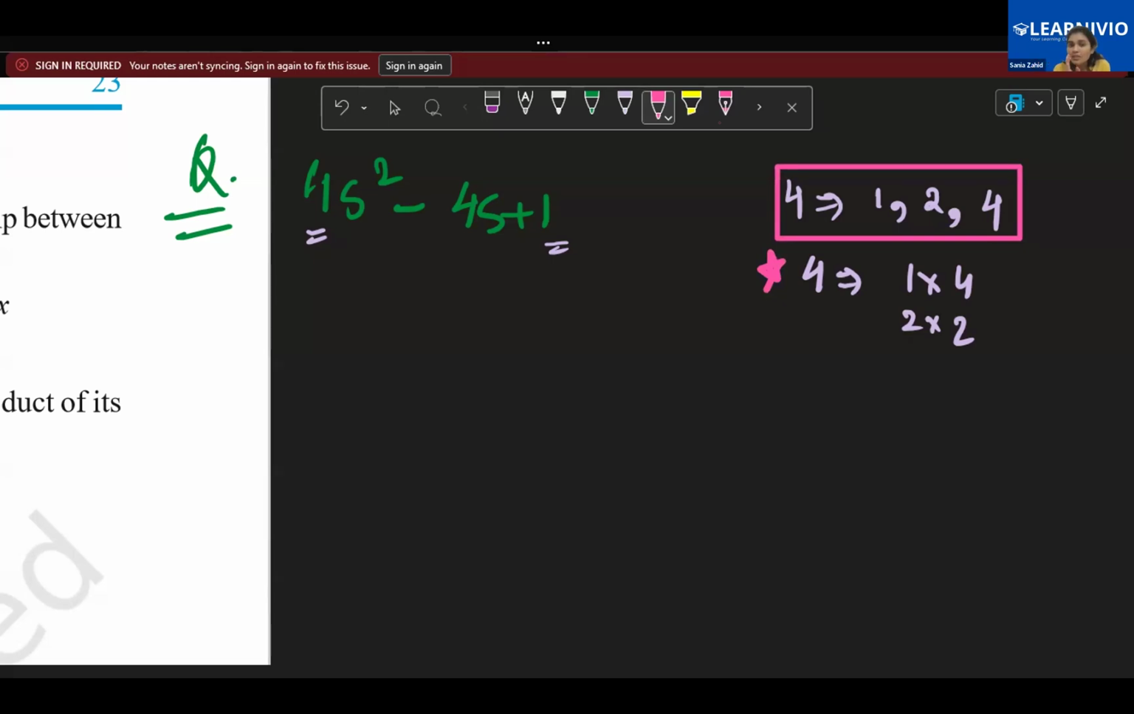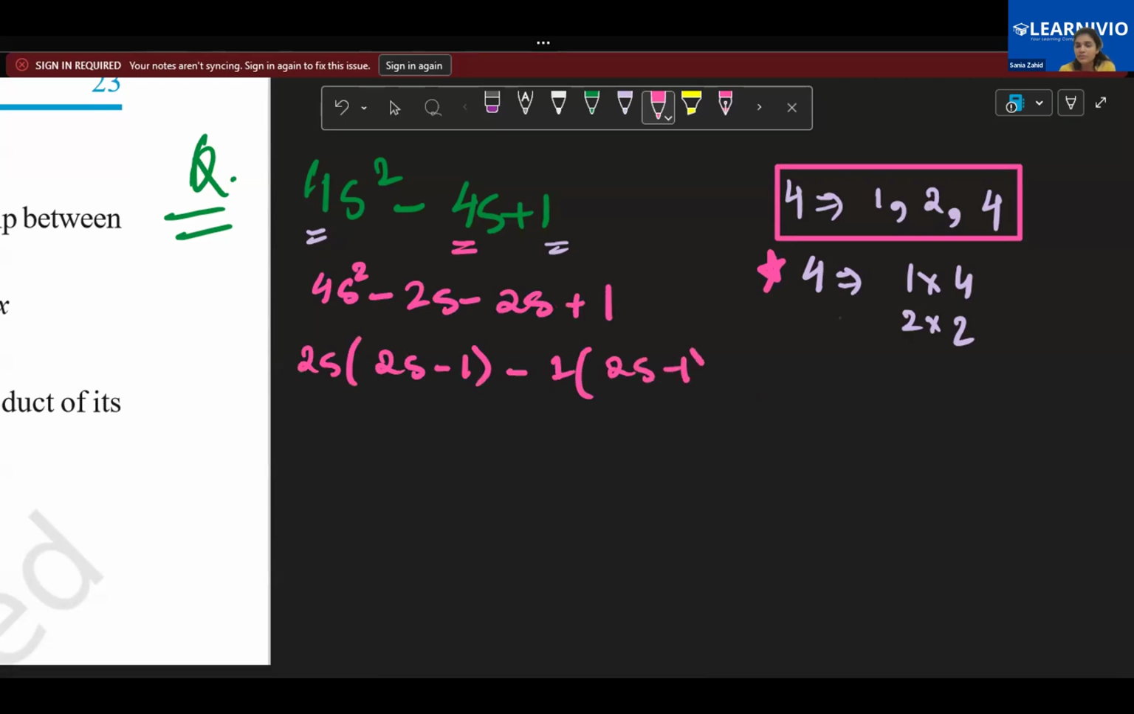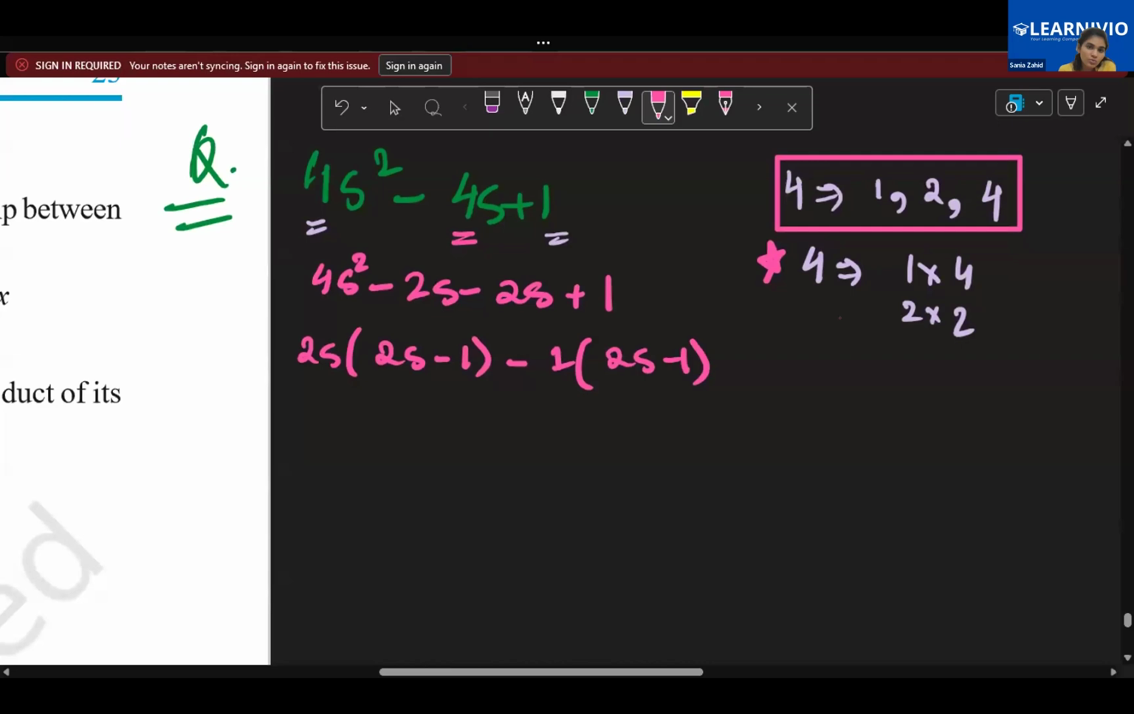Now, 4 plus 1 cannot be equal to 4. I want this center one answer. But minus 2 and minus 2 can give you 4, right? So I'll take 4s square minus 2s minus 2s plus 1. This is the way I will break it down. So 2s becomes common. You take 2s minus 1 minus 1 and then 2s minus 1. So 2s minus 1 and then 2s minus 1.